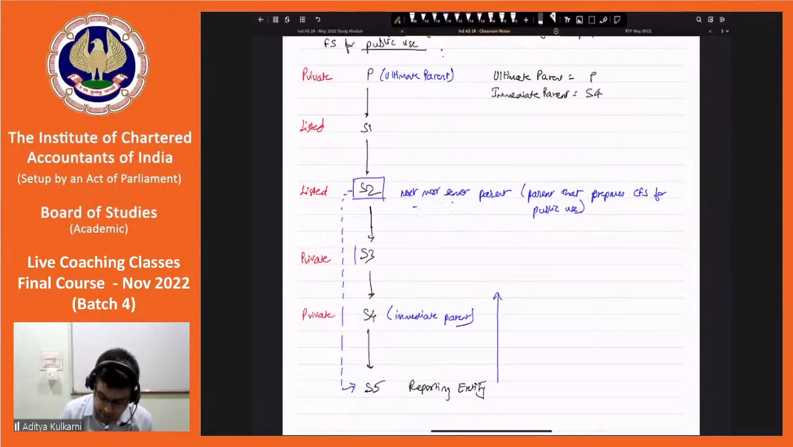If I am preparing financials of S1, the ultimate parent is P. The immediate parent also is P, and there won't be any next most senior parent, because it's only private above S1. Okay. So that takes care of S1.